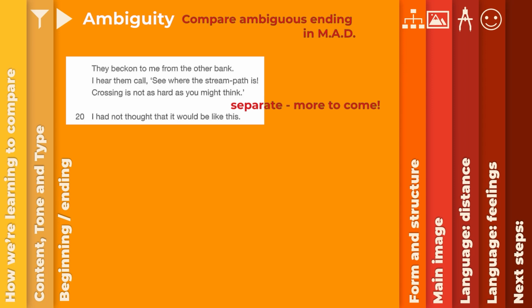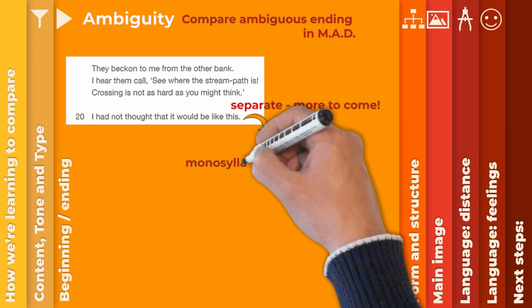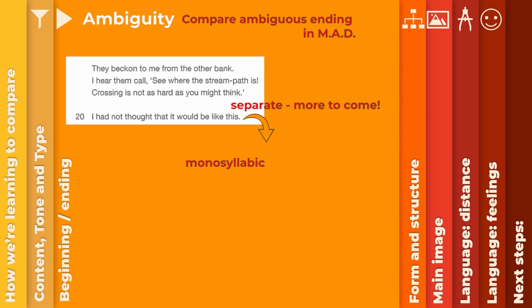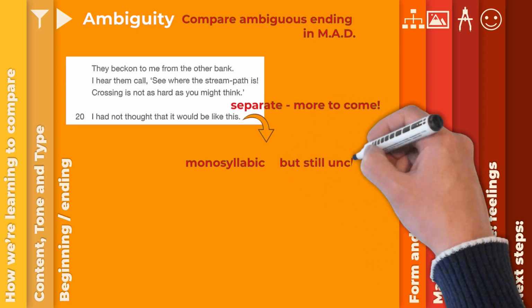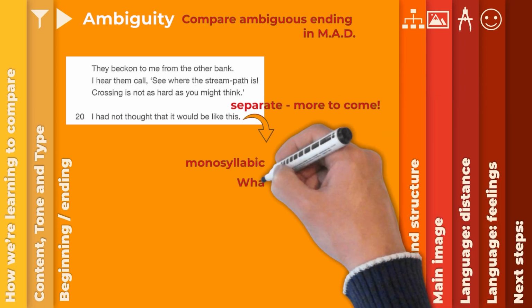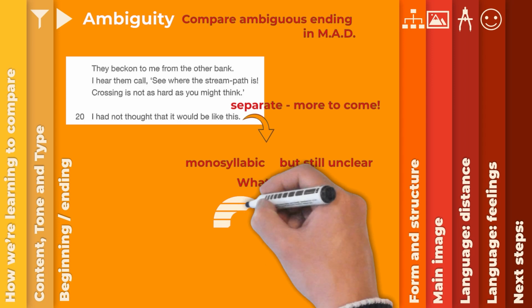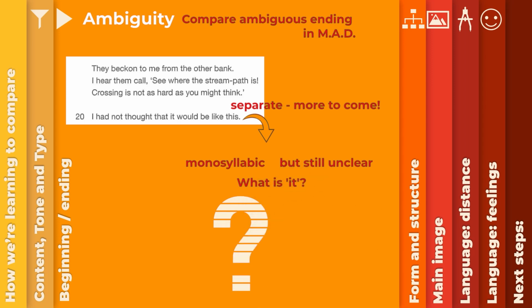"I had not thought it would be like this." The line is monosyllabic. Every word is a single syllable. It's expressed in plain, simple, short words, and ironically, it still results in complexity and ambiguity. The ambiguity arises from the pronoun it, and the reader must think about what it is, because Causley deliberately doesn't reveal it.